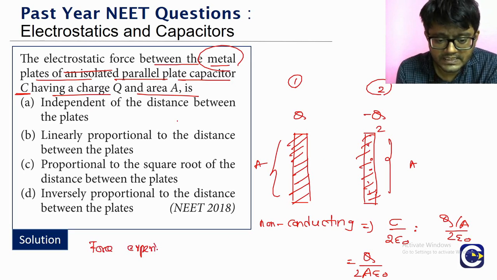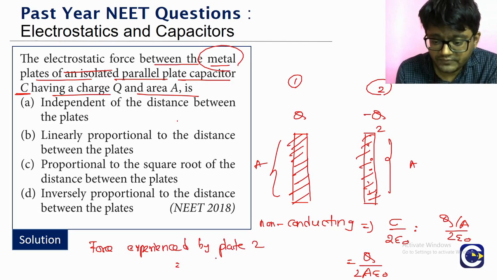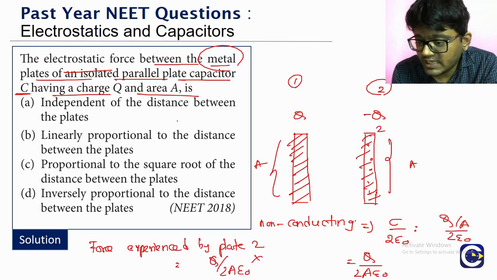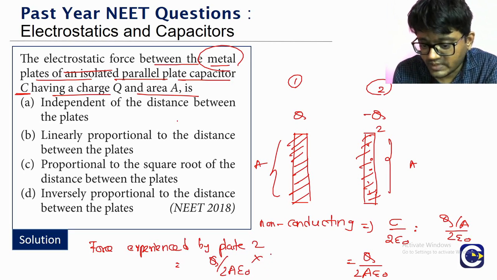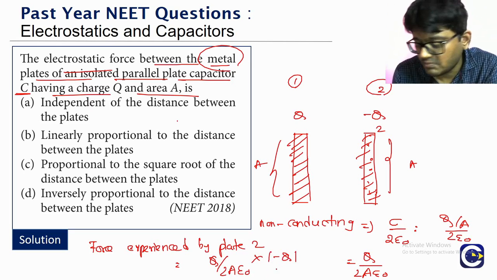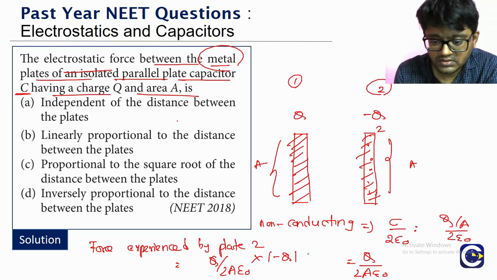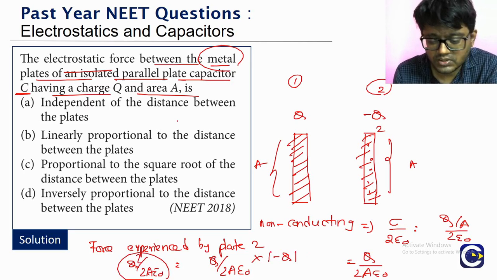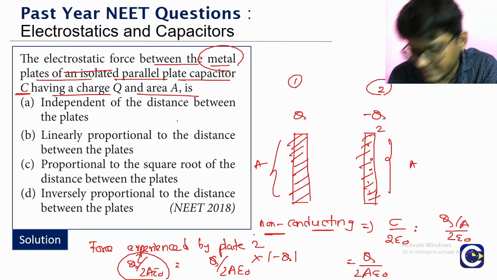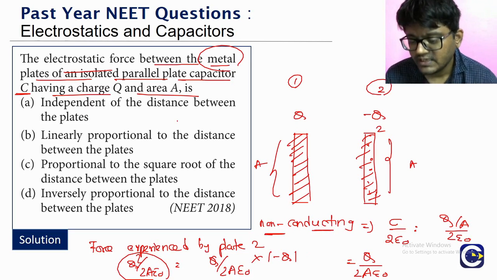Force experienced by plate 2 will be equal to what? The field multiplied by the charge on plate 2. We'll just look at the magnitude of the force, so we'll take the modulus of the charge, right? Which is what? Q square by 2A epsilon naught. So here we have assumed that the plates are what? Non-conducting. That is the general assumption for the parallel plate capacitor.